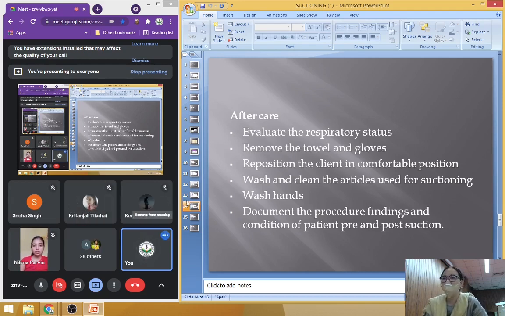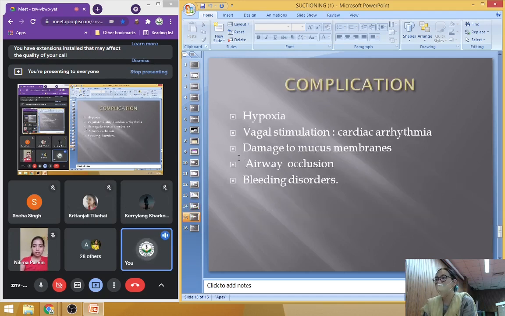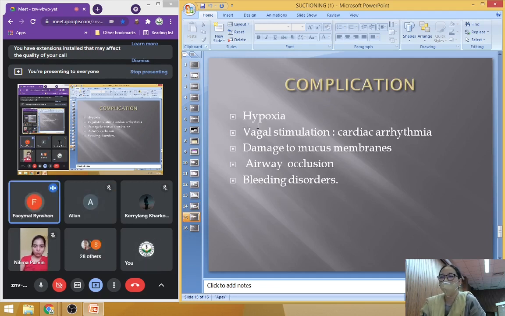Understood? Some of the complications related to suctioning may be hypoxia. What is hypoxia? Low oxygen, ma'am. Low oxygen in the blood. Yes, hypoxia. Hypoxemia is in the blood; hypoxia is in the tissues. Forgot already. Last week only I discussed.